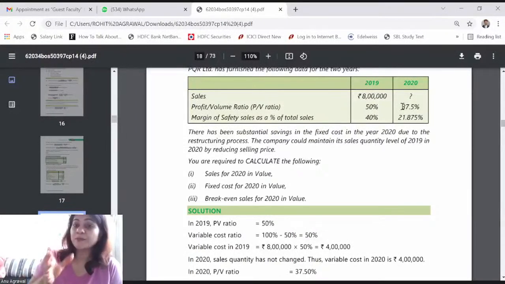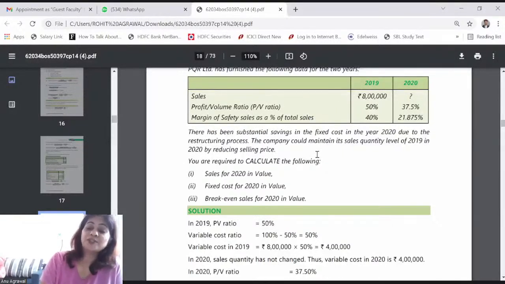Variable cost has to be 4 lakhs only, because they say there has been a substantial savings in the fixed cost due to restructuring. The company could maintain its sales quantity level. That means whatever quantity we were selling in 2019, we'll sell it in 2020 also. So if the quantity is same, the variable cost will be the same, which is 4 lakhs. And now we know that our fixed cost is 2,40,000.